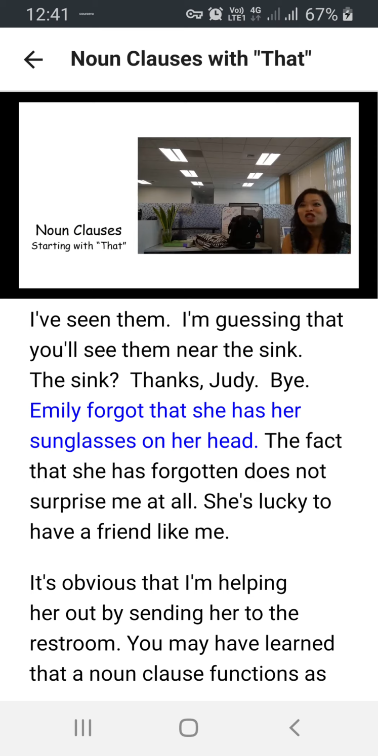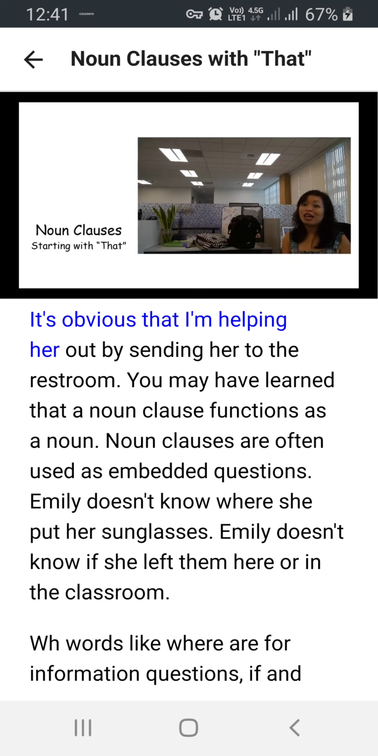Emily forgot that she has her sunglasses on her head. The fact that she has forgotten does not surprise me at all. She's lucky to have a friend like me. It's obvious that I'm helping her out by sending her to the restroom.